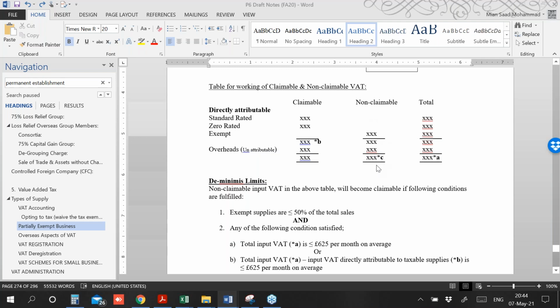So in the non-claimable section, only two figures come: the input VAT that relates to exempt supplies, and the percentage of the overheads that relates to exempt supplies. You make this table only if the question tells you that you have to conduct all three tests. If the question tells you to conduct only test one or the first two tests, then you do not have to make this table.